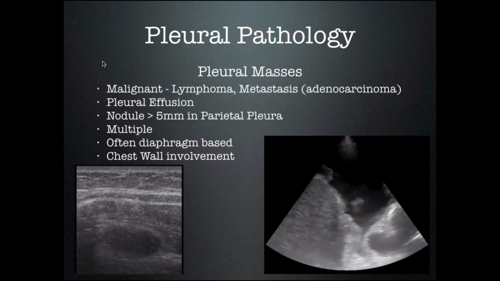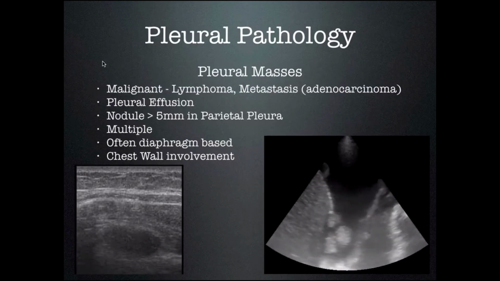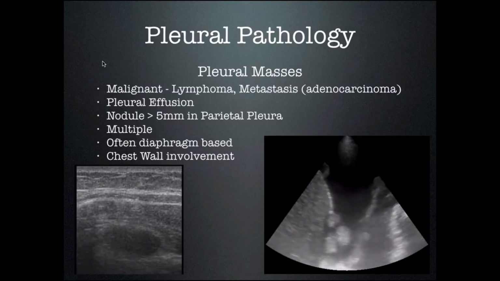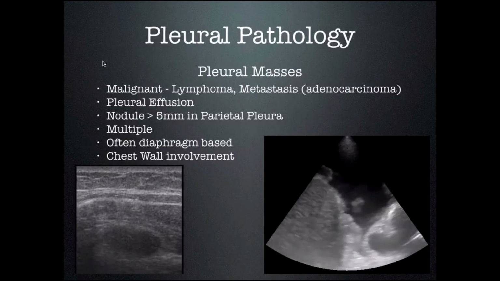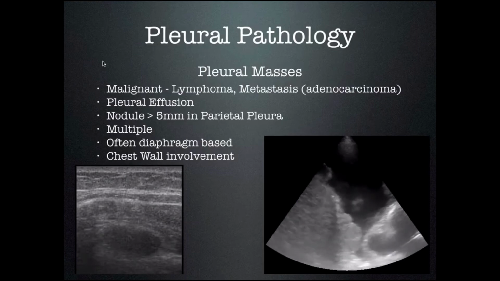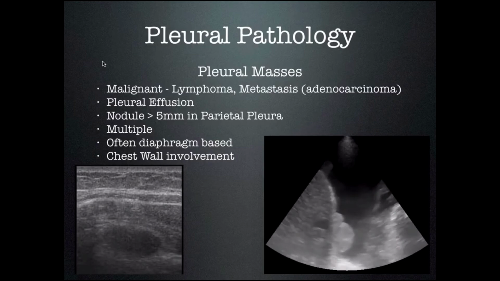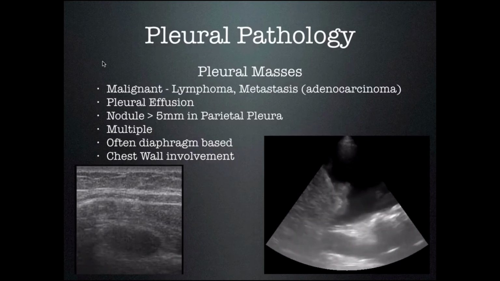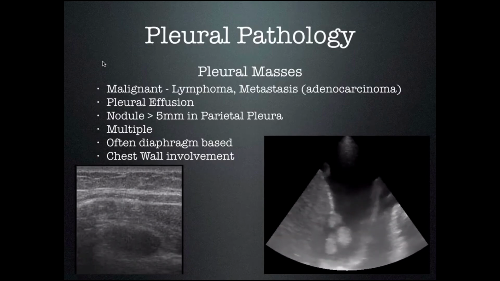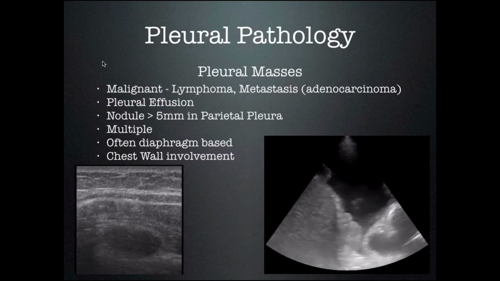The one on the left is a lymphoma. The one on the right is metastasis. The most common ultrasound findings for malignant pleural masses are nodules greater than 5 millimeters in diameter in the parietal pleura, although sometimes they are found in the visceral pleura. The most commonly affected area is the diaphragmatic pleura, which we have seen on the right, and sonography may also show that there's chest wall involvement. And when you see chest wall involvement, you can be very sure that it is a malignant or neoplastic mass.